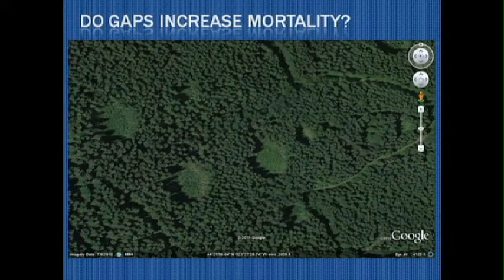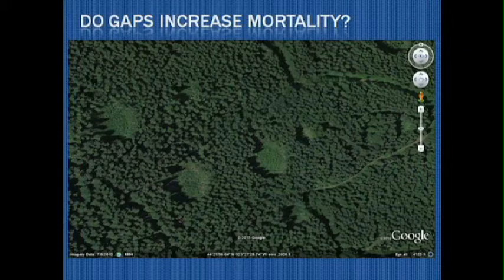So now I'm going to talk a little bit about the gaps and whether they appear to have an effect on mortality rates. This is a Google Earth image of Green Peak, which is where the field trip will be on Thursday. You can see these are the gaps. There are a mixture of 1/4 acre, 1/2 acre, and 1 acre gaps.